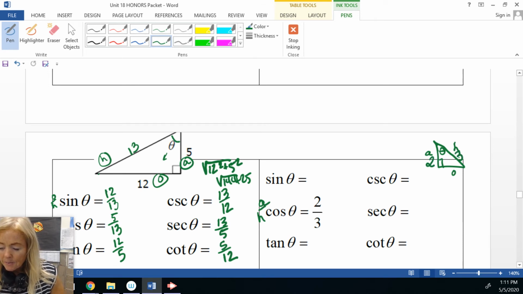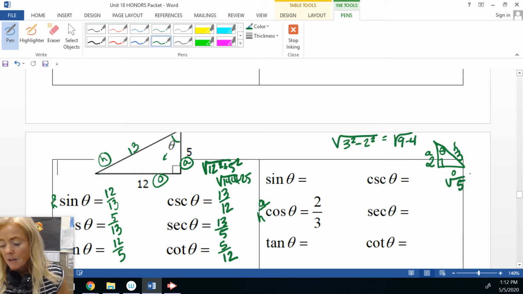And then we don't know the opposite side from theta. So we can find that using the Pythagorean theorem. And this is the leg we're looking for. So we'll take the hypotenuse squared minus the leg squared, which is square root of 9 minus 4. So this is going to be square root of 5. Now, if it's square root of 5, we have an issue sometimes because it might be in the denominator.